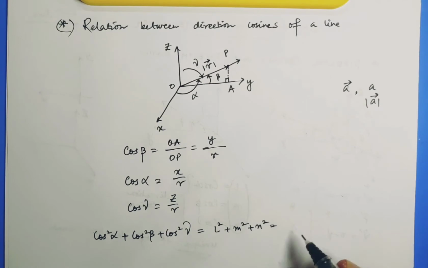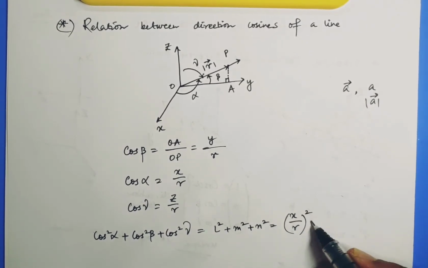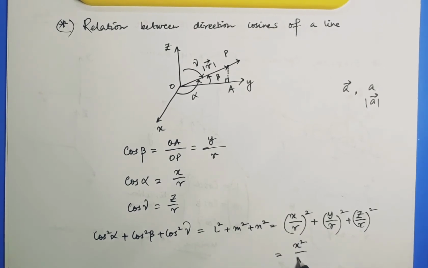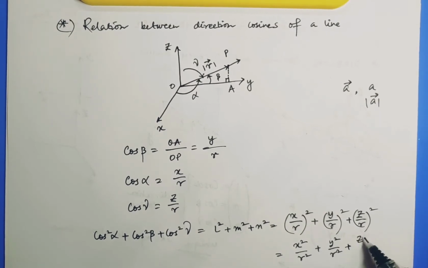Cos alpha is x by r. So I will write x by r whole square, plus cos beta is y by r, so y by r whole square, plus cos gamma is z by r, so z by r whole square, right? So what do I get? x square by r square plus y square by r square plus z square by r square. And that is equal to x square plus y square plus z square divided by r square, right?